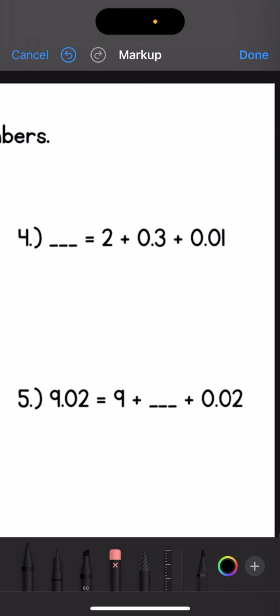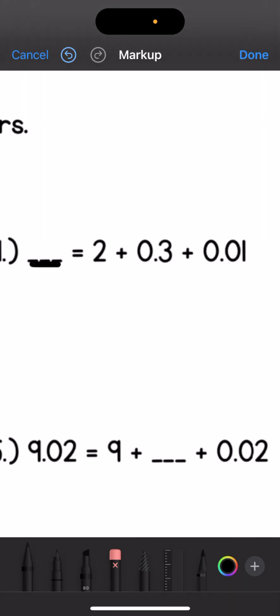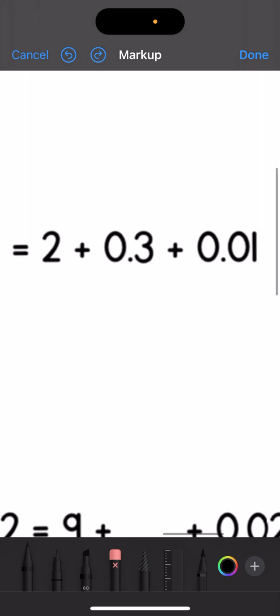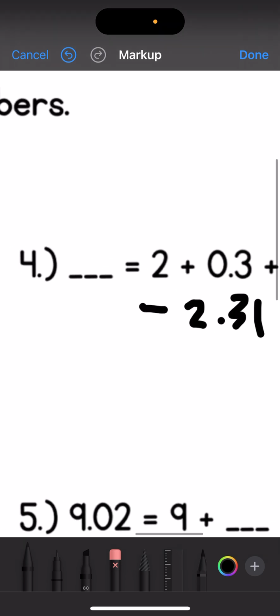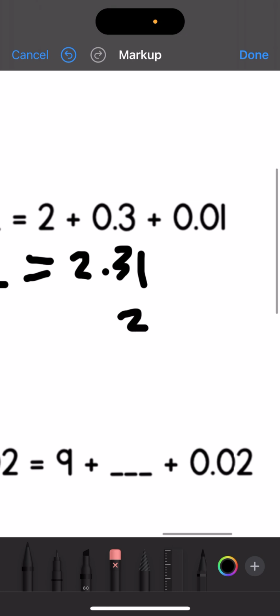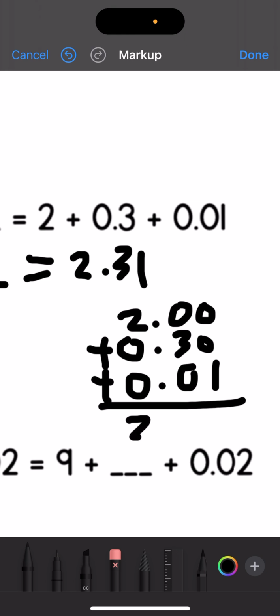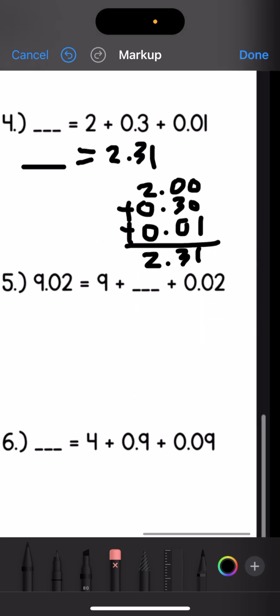Number 4, we are just going to get the answer on the left side. So we will get 2.31 is equal to blank. Because if we set it up correctly, we will get 2 plus 0.3 plus 0.01. If we add the correct digits, we will get 2.31.